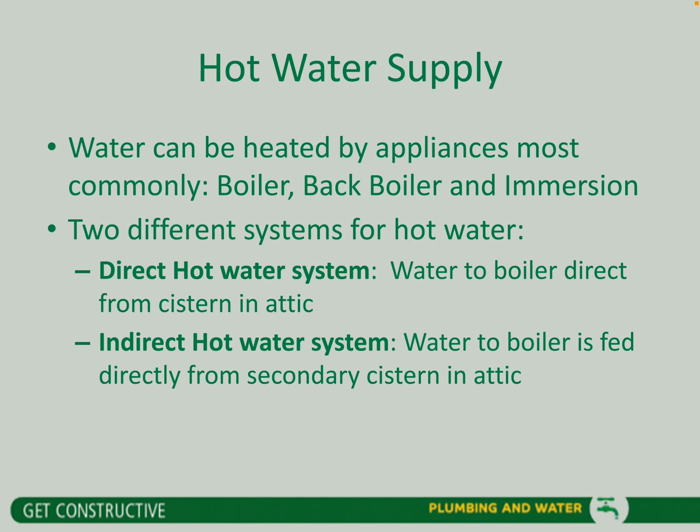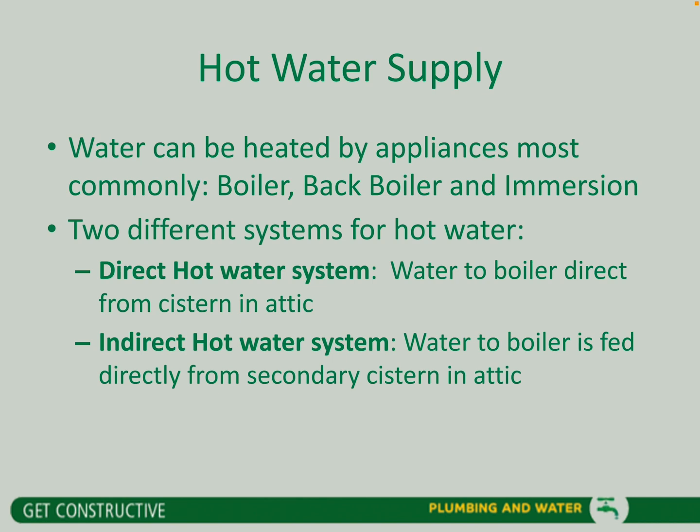There's two different types of hot water systems. You have a direct hot water system, water to boiler, direct from cistern and attic. But you also have an indirect hot water system. Water to boiler is fed directly from secondary cistern and attic.